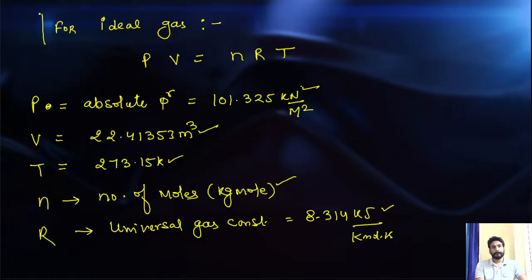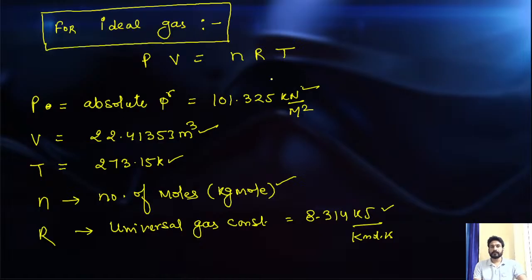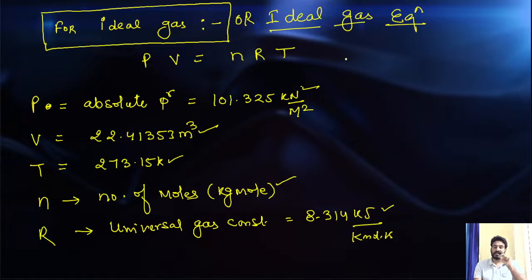So this is the equation of state for the ideal gas. This can also be called the ideal gas equation. This equation is defining the state of the ideal gas. Right? Is it clear to you? This equation is defining the equation of state of the ideal gas.